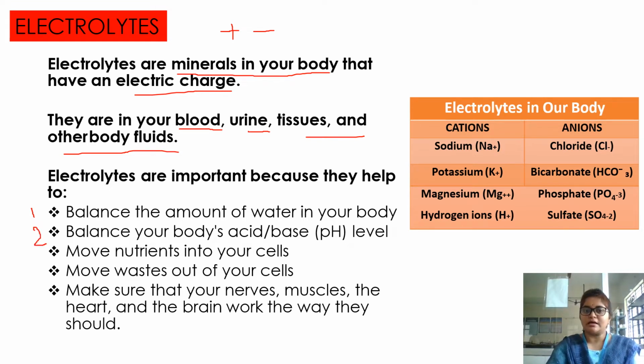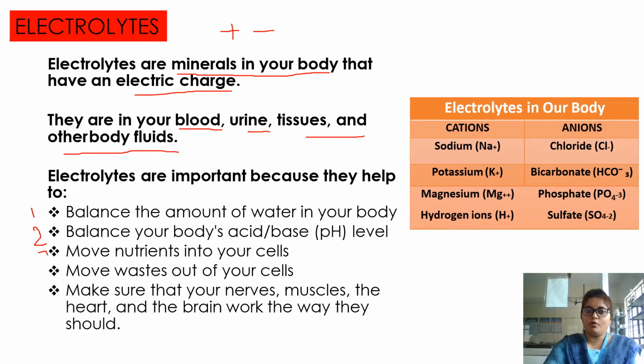And the second one is to balance your body's acid base level. Why does this acid base level have to be maintained? Because you would have already studied in pharmaceutics what is hypertonic and what is isotonic. We'll see that in the next slide also. The tonicity of the body has to be maintained properly. And if the tonicity has to be maintained, the pH has to be maintained. So there we are going to balance the body's acid or basic level.